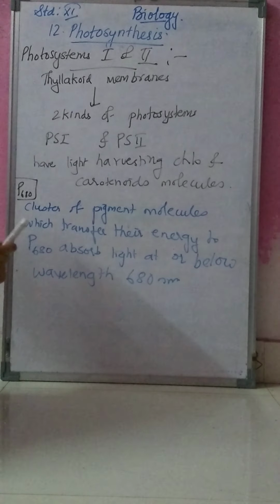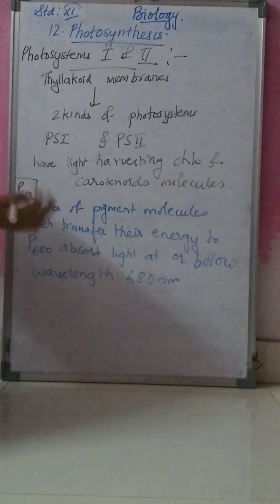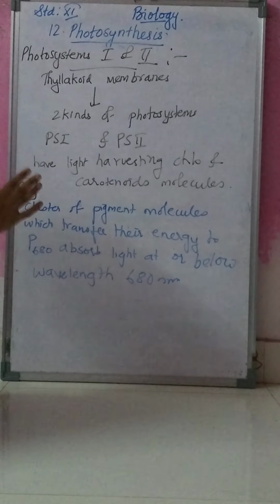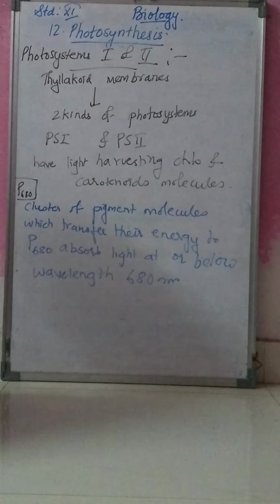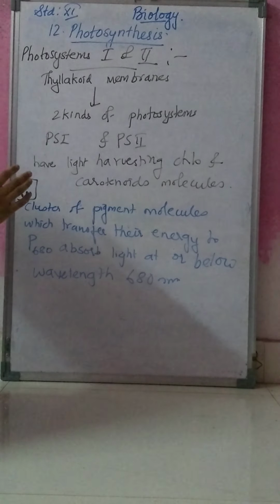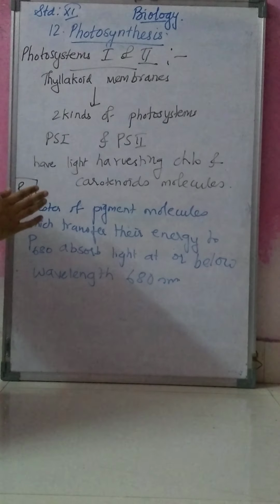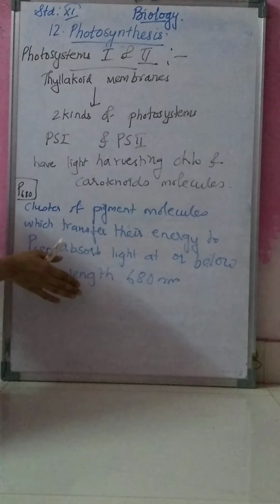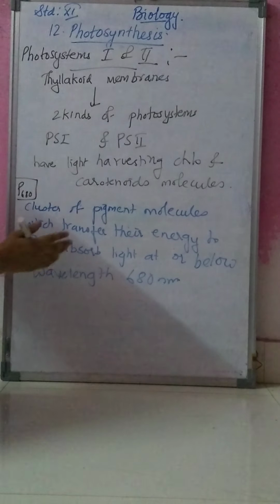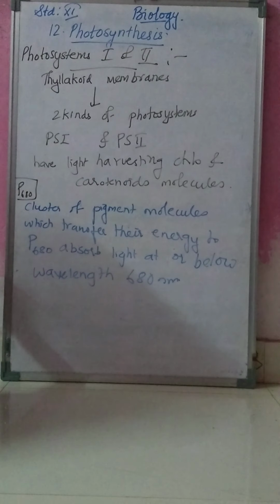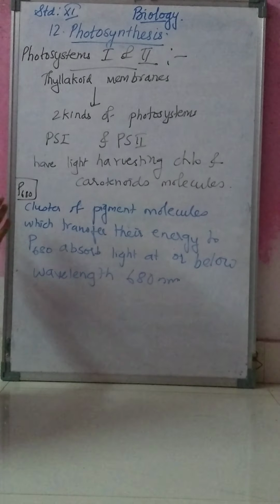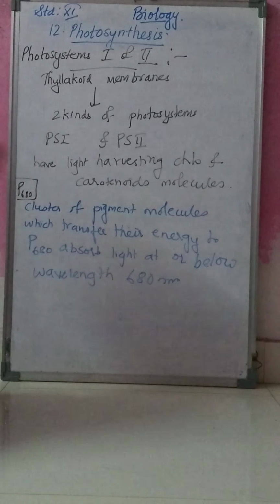Similarly for photosystem 2, and similarly for pigment 700. Pigment 700 forms photosystem 1 along with pigment molecules which absorb light at or below 700 nm. Okay, both are common for photosystem 1 and photosystem 2.